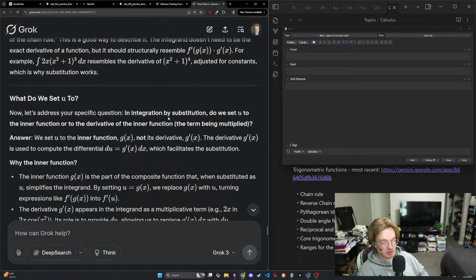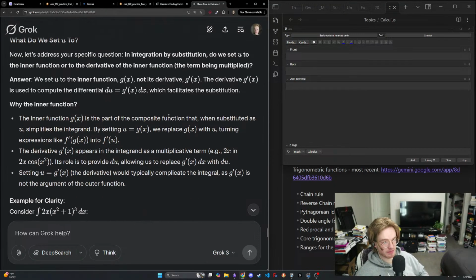Now let's address your specific question. In integration by substitution, what do we set u to: the inner function, the derivative of the inner function, or the term being multiplied? We set u to the inner function, not its derivative. The derivative g prime of x is used to compute the differential du equals g prime of x dx, which facilitates the substitution.